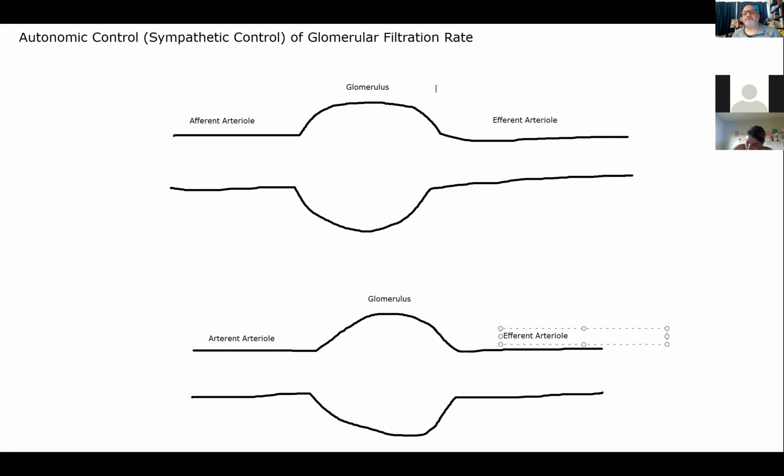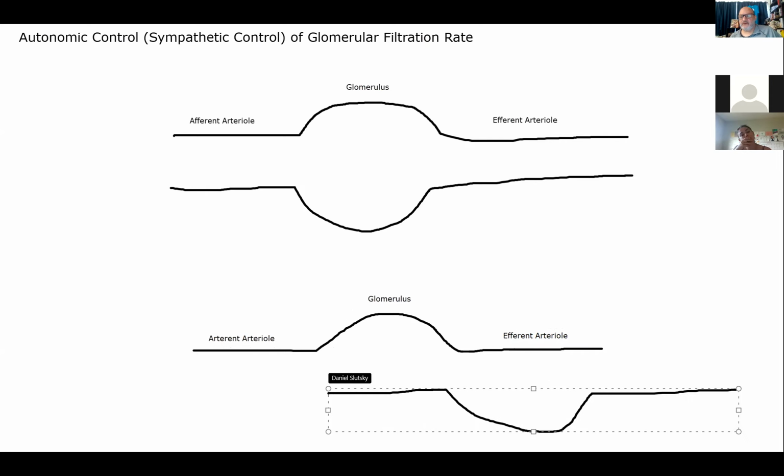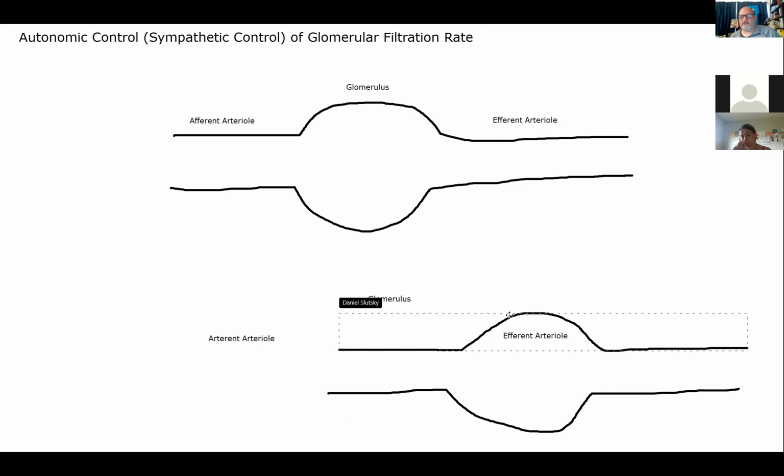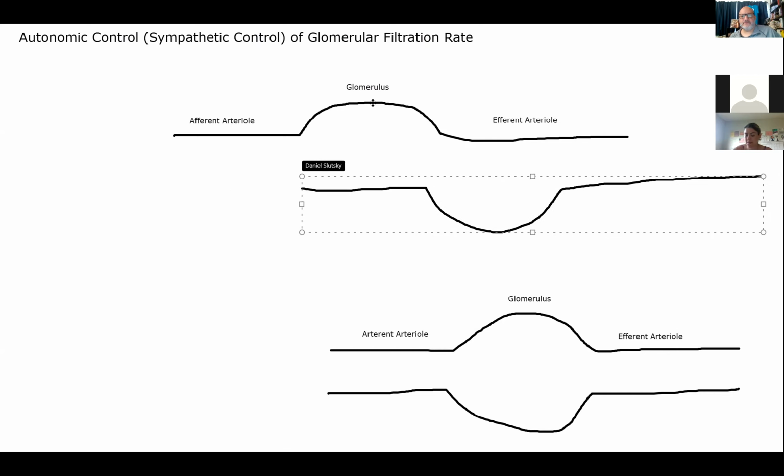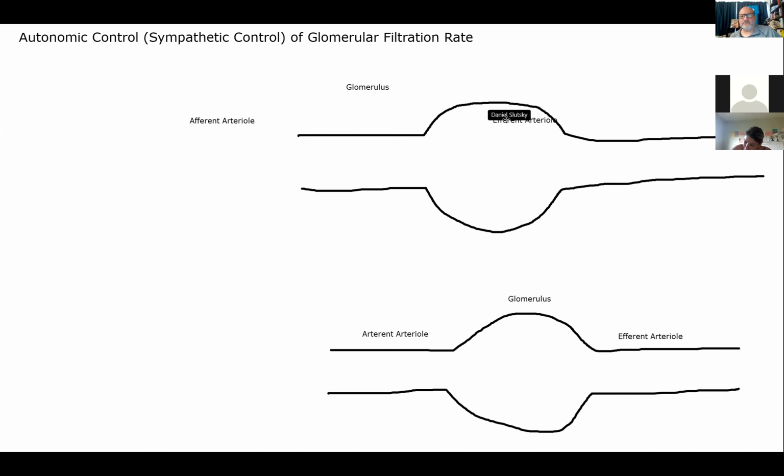All right, let's see if this works. Actually, you know what? Now that I've drawn all this, I think I want to move it all down here. I think that gives me a little bit more room to write. All right. Obviously, the afferent and efferent arteriole are, pardon me, arterioles, not capillaries. They have smooth muscle in their wall.